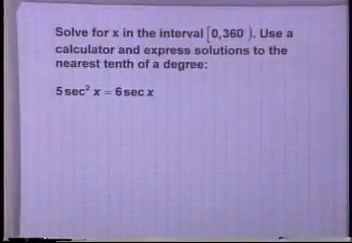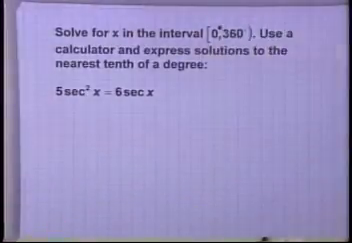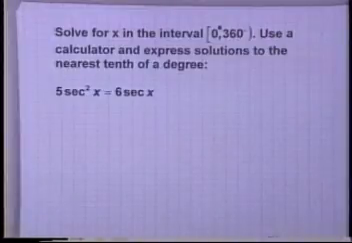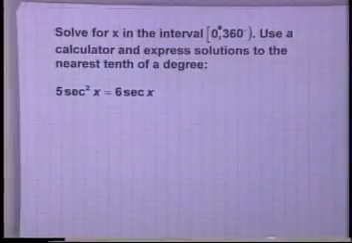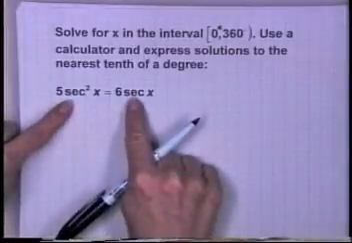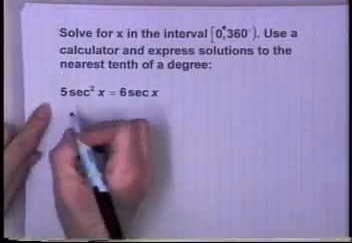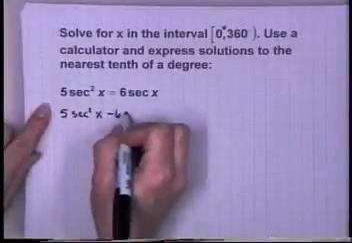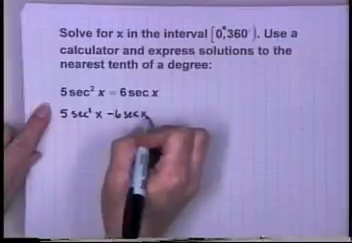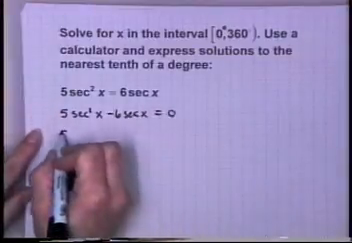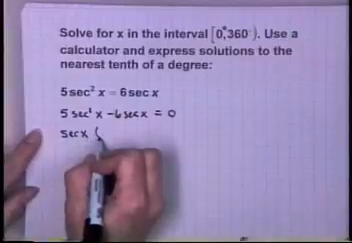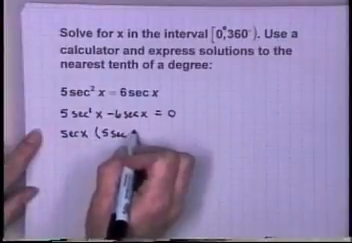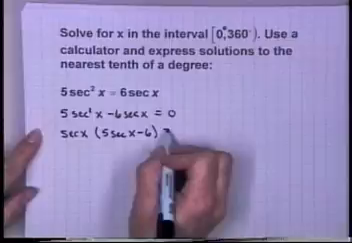Solve for x in the interval 0 degrees to 360 degrees. Use a calculator and express solutions to the nearest tenth of a degree. I guess that's a hint that maybe these aren't going to be special angles for us. Notice I do have one trig function. So I'm going to subtract to get all of these on the same side and get a 0. Now I can factor out secant x. That leaves 5 secant x minus 6.